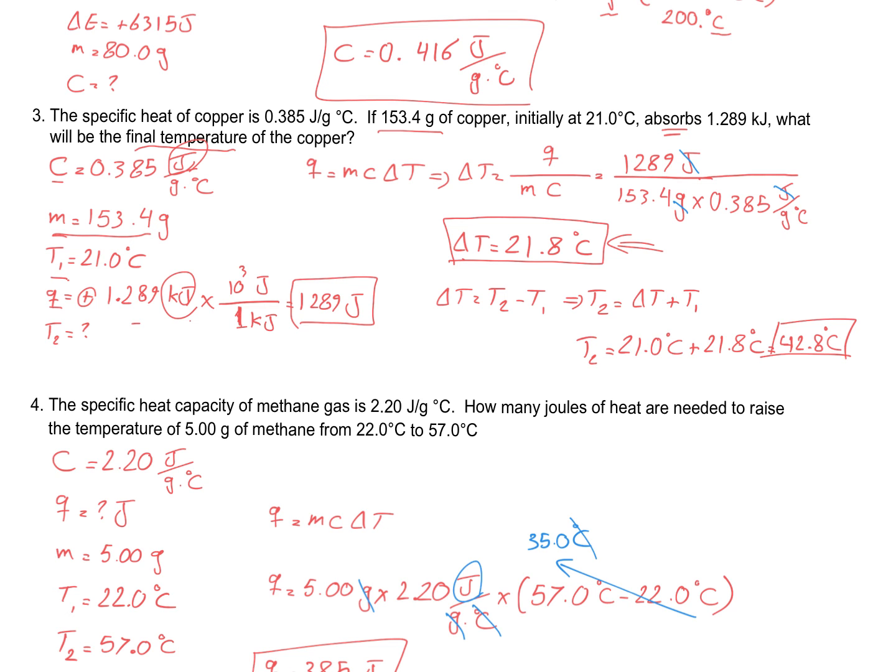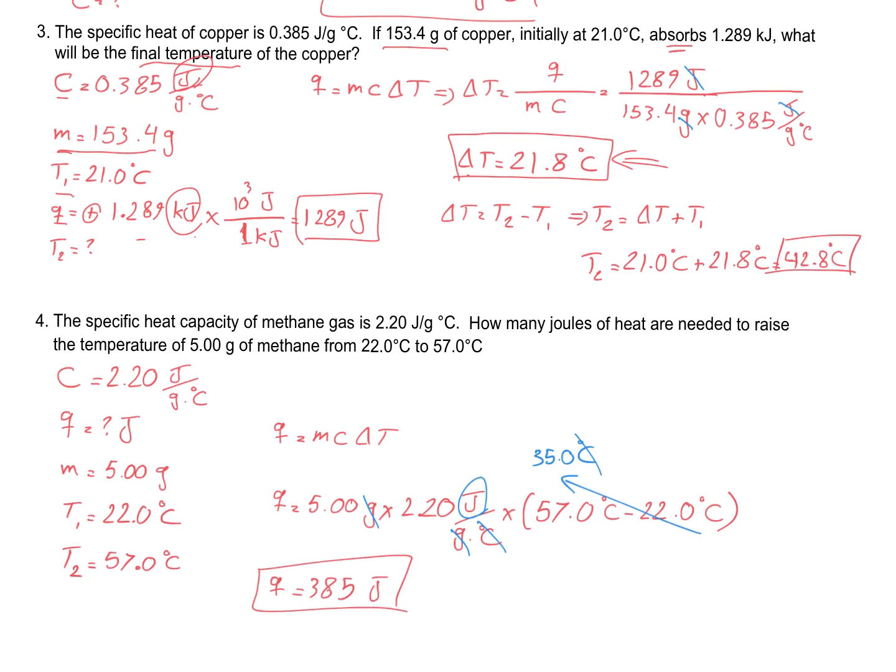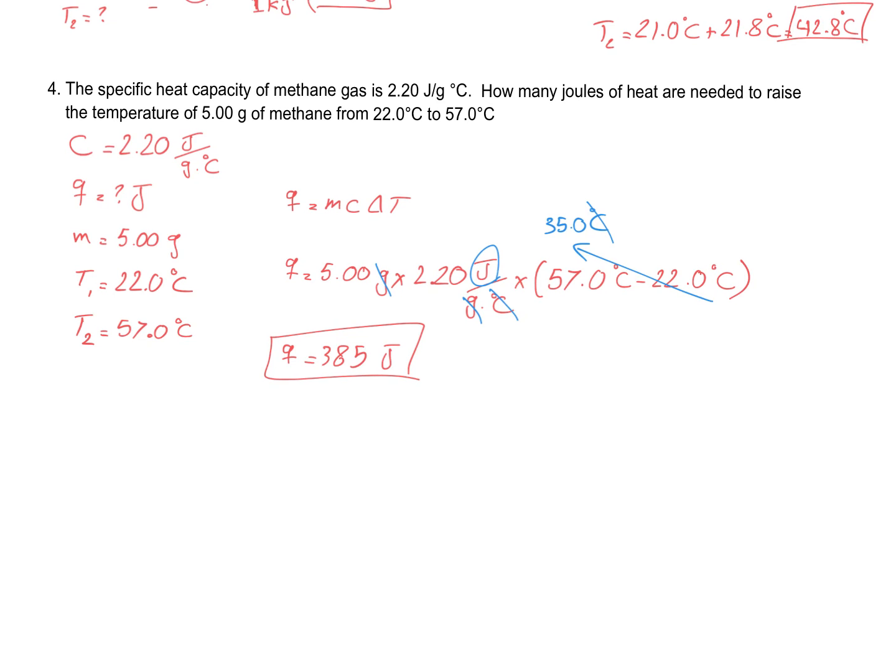Okay, as you can see, it's just using this equation. It's not anything hard. You just have to practice using it. So the last question: the specific heat capacity of methane gas is 2.2 joule per gram per degree Celsius. So you write a summary of the given information. So C is 2.2.